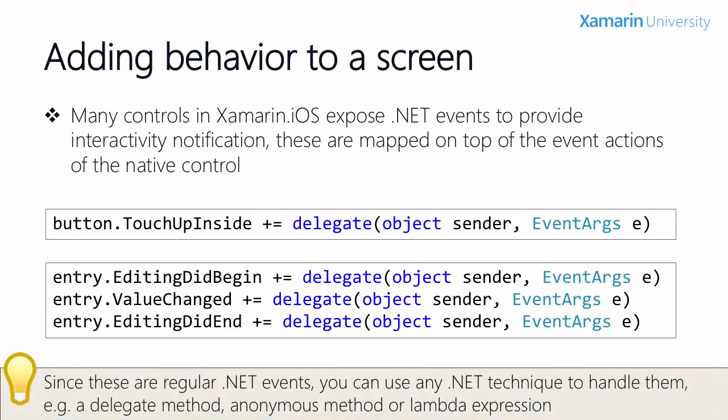Since these are normal .NET events, you can use any event handling technique you like to be able to process them. So in this case here, we're wiring up anonymous methods, but you could use lambda expressions or even just point it at a method as long as it conforms to the signature. Notice that in this particular case, all of them are just the standard event handler signature of object sender and event args. But some events are exposed with more customized event args types, where they have specific things or information that needs to be passed along with the event that's relevant to it.